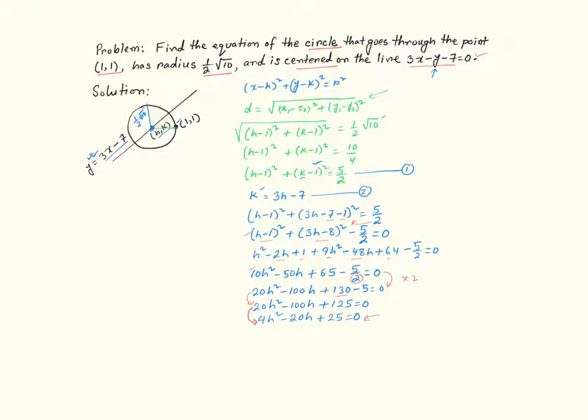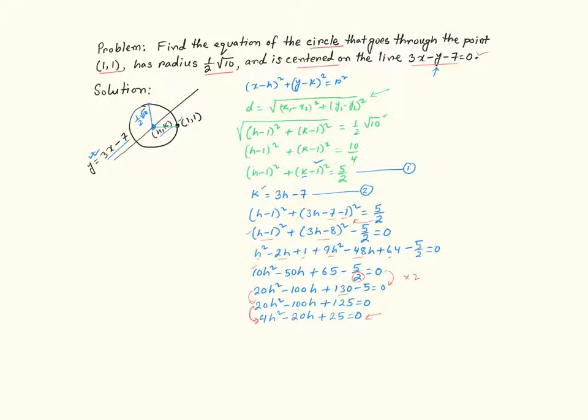Now let me go ahead and summarize what I did. Basically, this is the given diagram. The conditions are given. The point is (1, 1), and the radius is 1/2 times square root of 10, and the center is on the line y is equal to 3x minus 7, and we are looking for the equation of the circle. Finally, we found the equation of the circle, which is x squared plus y squared minus 5x minus y plus 4 is equal to 0.